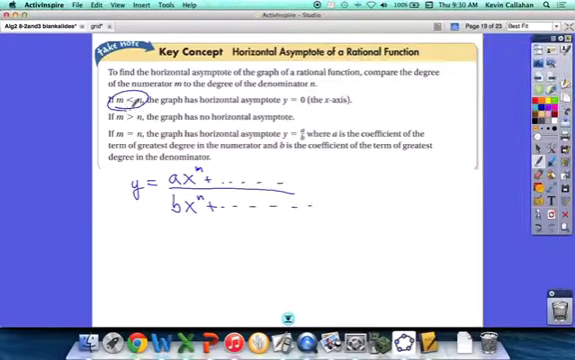If the numerator is less than the denominator, then y equals 0 is the horizontal asymptote. Remember when we did y equals 2 over x? Which has a higher power? The denominator, since the numerator is x to the 0. So since the denominator has the highest power of x, y equals 0 is the horizontal asymptote. Remember the inverse variation.